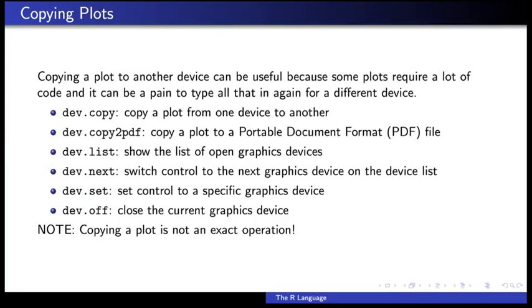Copying the plot to another device can be useful because if you call a lot of different functions for making the plot, it can be kind of a pain to type all that code again if you just want to see the plot on a different device. So for example, if you want to save the plot to a file, usually the easiest thing to do is to say dev.copy2pdf, which will copy a plot to a PDF file. And then you can have a PDF version of that plot, and you can include that in a paper, include that in a presentation, etc.